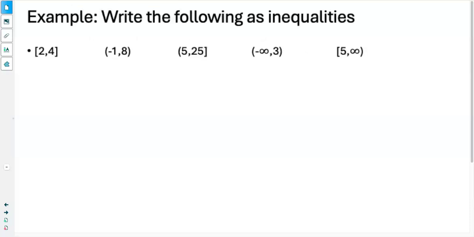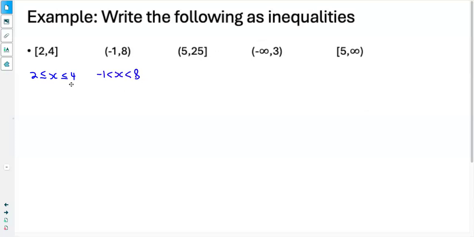So we're just going to do an example of writing the following as inequalities. So this one had nothing but square brackets, so that means those terms are part of our solution. So we'd have 2 is less than or equal to x, which is less than or equal to 4. This one has rounded brackets, which indicates that these are not part of your solution. So therefore, this would be negative 1 is less than x, which is less than 8.